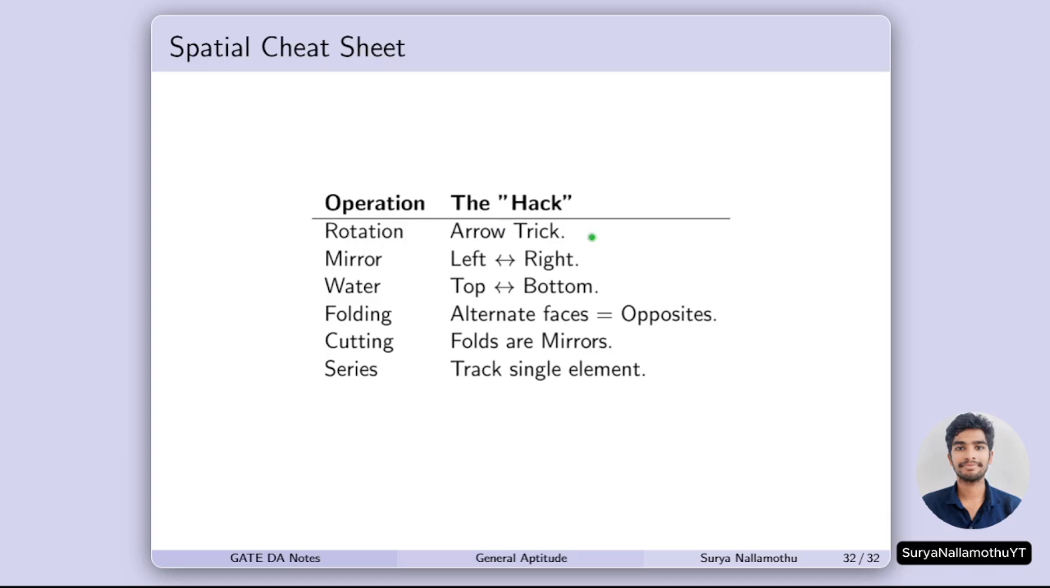The rotation is nothing but the arrow trick. It means clockwise and anti-clockwise directions. The mirror image is where we swap left to right. This is called the mirror image. For the water image, we swap the top to bottom. This is called the water image. The folding of alternative faces is nothing but opposites. This is the folding technique. And the cutting technique is that folds are considered as mirrors. And the series technique is to track a single element. So this is all about general aptitude.